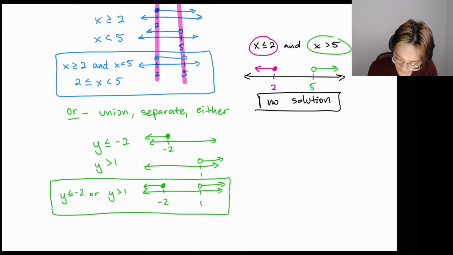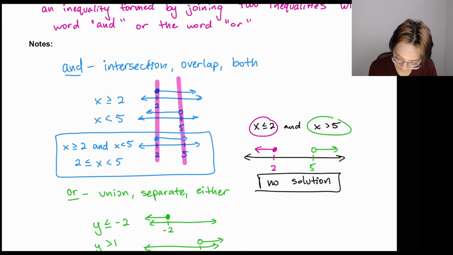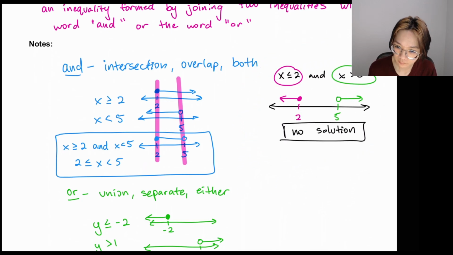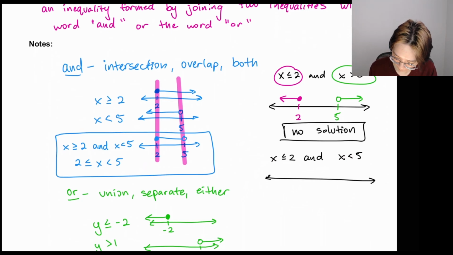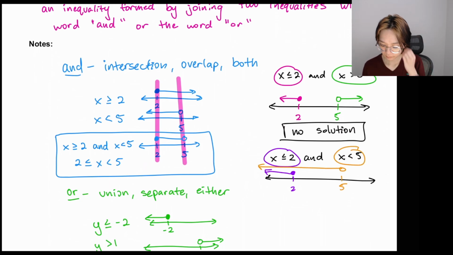Or if we even have something like this, where x is less than or equal to 2 and x is less than 5. What if we graph this one? Let's choose different colors. X is less than 2, so we have this graph here. And let's do orange. X is less than 5. Open circle, and it goes this way. And this is where they both overlap.